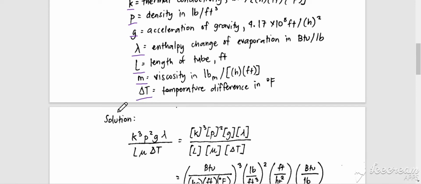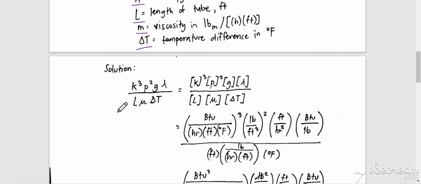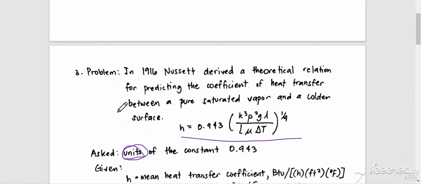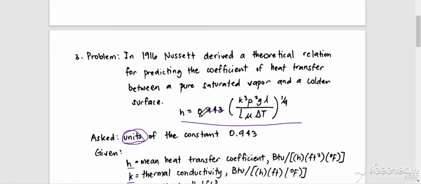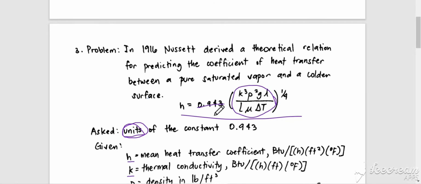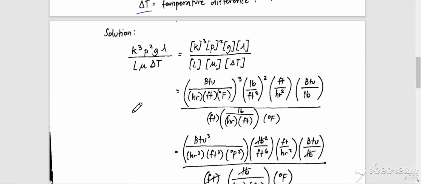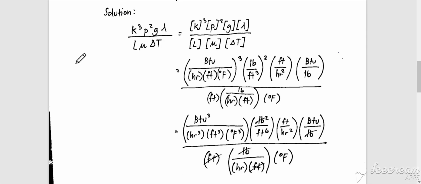Since we're looking for the units of 0.943, we can discard the number itself and focus on the symbols beside it that contain the possible units for the number. So we will only focus on this part first. So we write that here. For better organization and easy understanding, we can put parentheses on every variable from the formula.